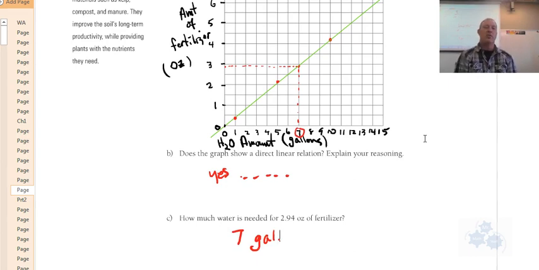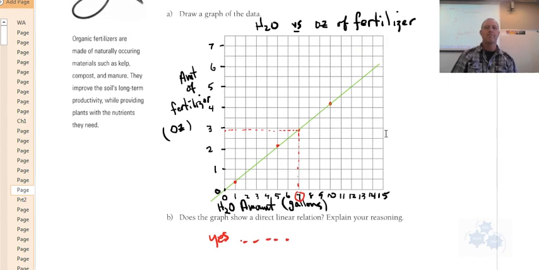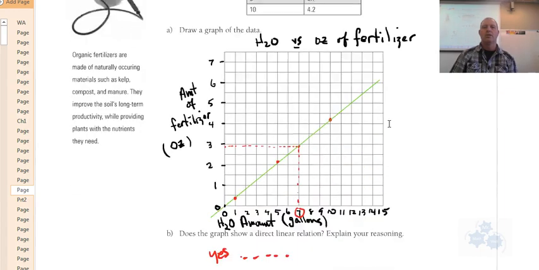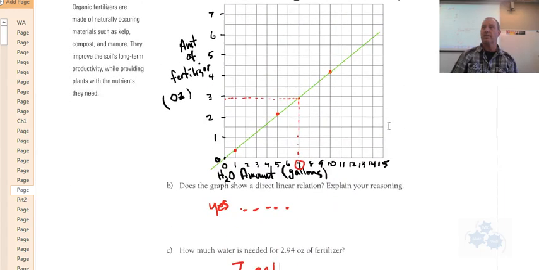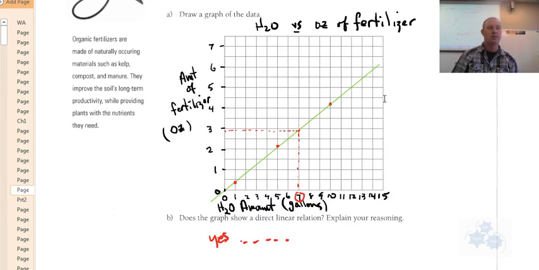Now we could make an equation for this. We could make an equation and find out that number from the equation, but I think we'll just use the graph because that's what it looks like this question is about, okay? So any questions about that? Does that make sense? Any part of that you need clarification on? Okay.